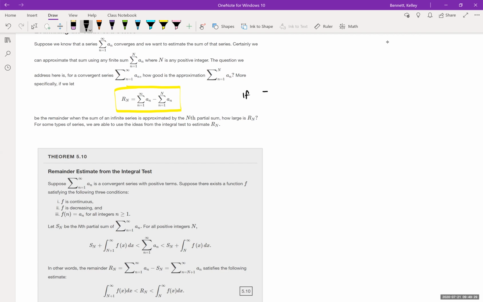So the idea is that if the first capital N terms are used to approximate the series, then all the terms after that, that's capital N plus 1 all the way up to infinity, are all the leftovers, which we call the remainder.